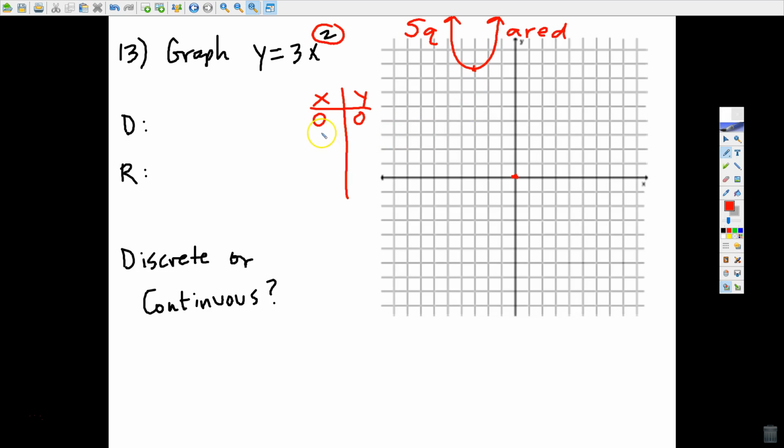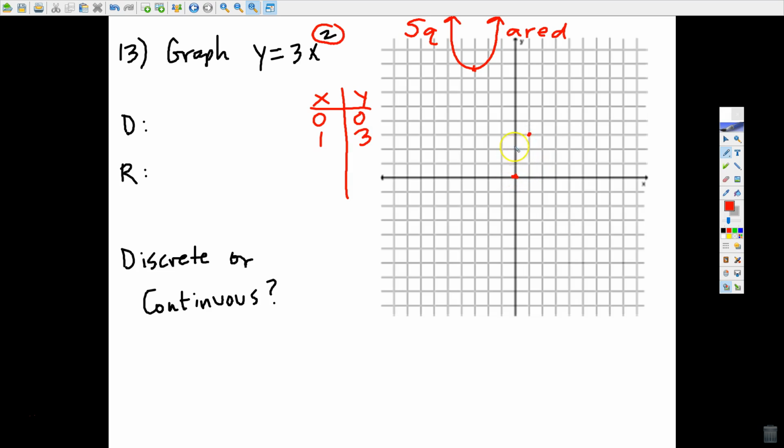All right, so let me do another input, like 1. So Samantha, if I input 1 into this function and then do the math according to order of operations, what's the output? 3. So the point (1, 3) is on this graph.